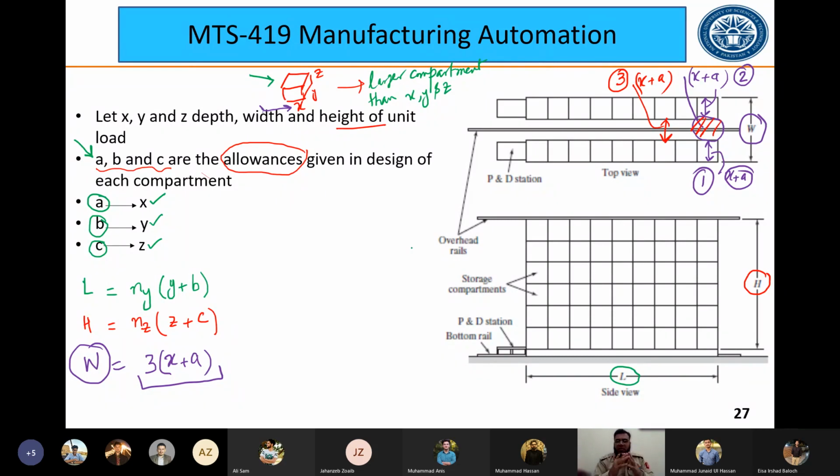So I am going to talk about an arbitrary value, which is ABC. I am associating, look carefully, A as an allowance with X, B as an allowance with Y and C as an allowance with Z. Okay, good enough.